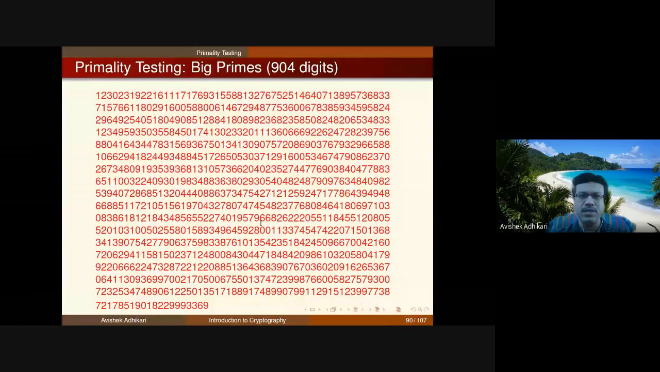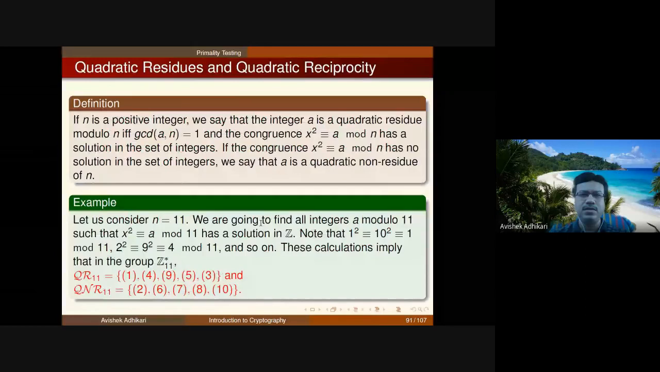So the question is, how do I get this big prime? In this class, I will show how to apply the law of quadratic residues, or quadratic reciprocity, to get these big primes. A few terms we have already described. The first term is quadratic residue.